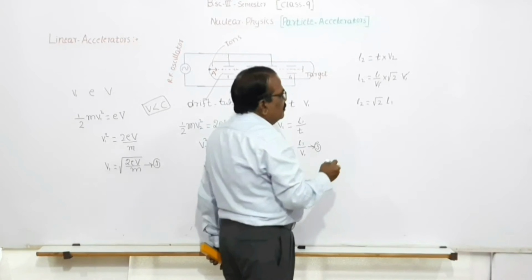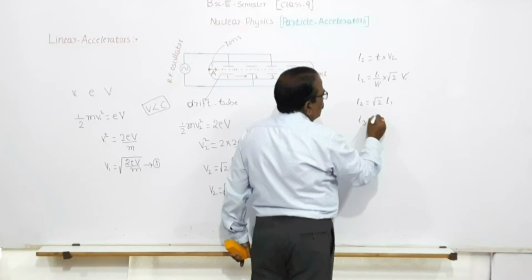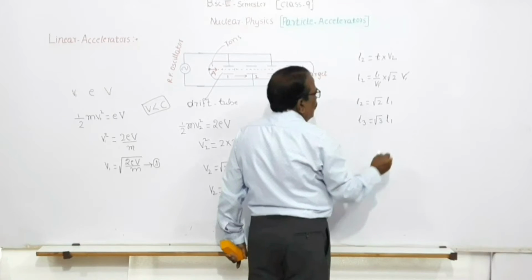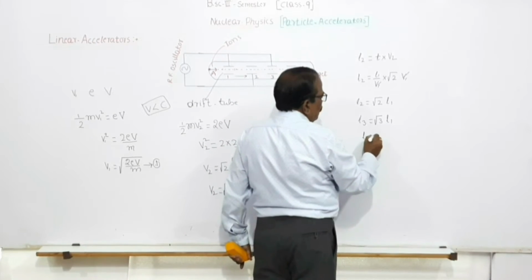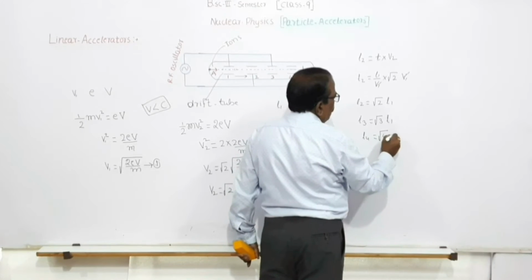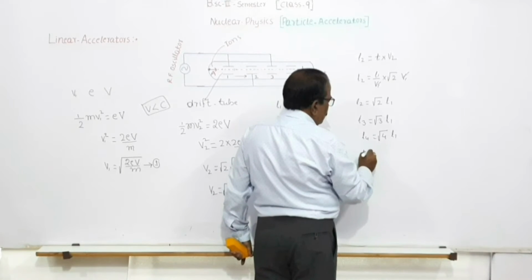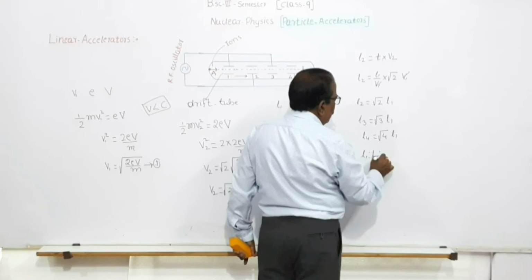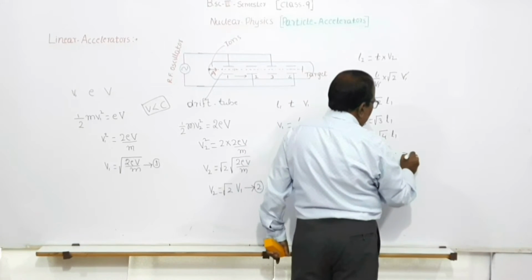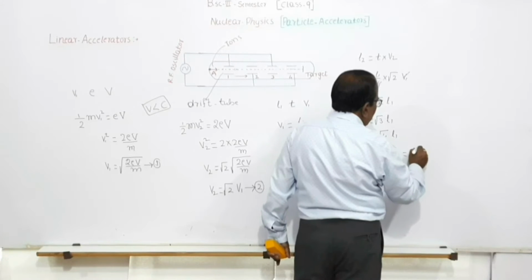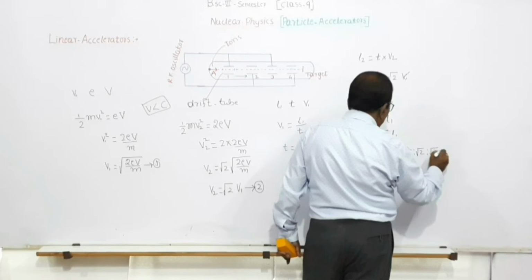Similarly, we can show that L3 is equal to square root of 3 L1, and L4 is equal to square root of 4 into L1. If you take the ratio of L1 to L2 to L3, etc., you are going to get 1 to square root of 2 to square root of 3, etc.